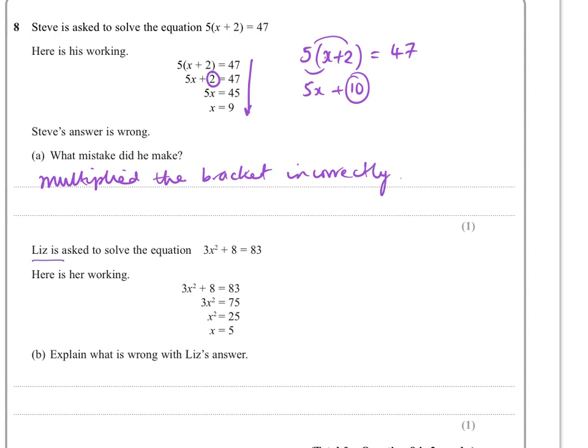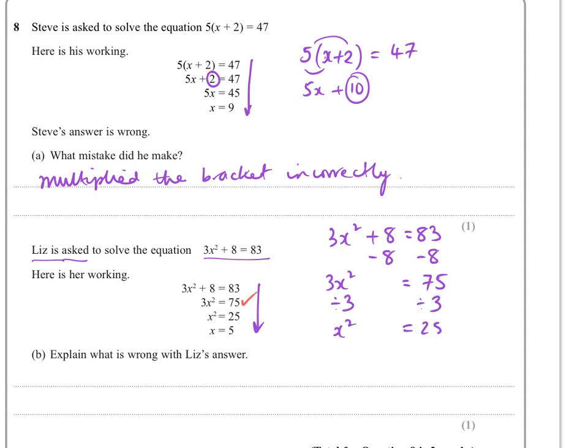Okay, Liz is asked to solve the equation 3x squared plus 8 equals 83, and her working is shown, and we've got to explain what's wrong with her answer. So if we start with 3x squared plus 8 is 83, we can take 8 from both sides, and that would give us 3x squared equals 75, so this was fine. Then we divide both sides by 3, and that would give us x squared is 25, so this is fine also. And then seemingly, if we square root both sides, then x would be 5.